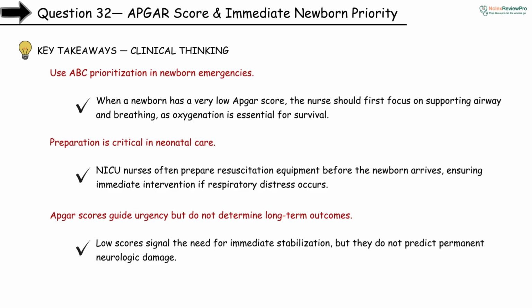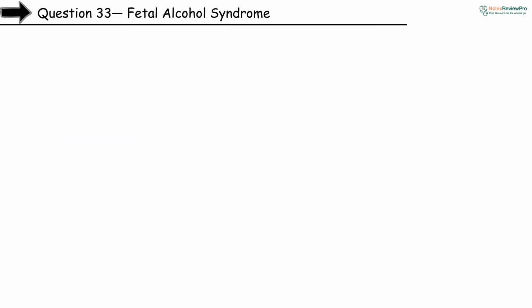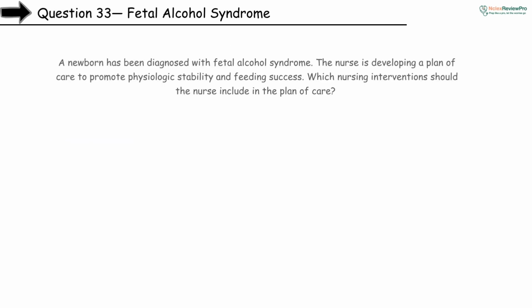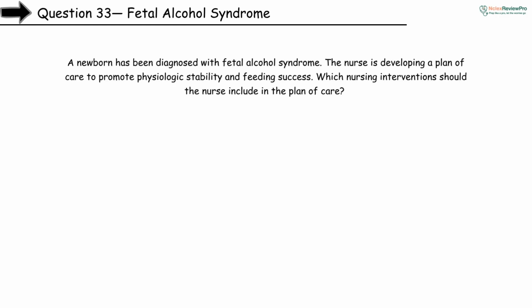Now let's continue building on newborn stabilization and assessment. Question 33. Select all that apply. All right, let's break this down. We have a newborn diagnosed with fetal alcohol syndrome, and the nurse is developing a plan of care to promote physiologic stability and feeding success. So the question is asking, which nursing interventions should be included?